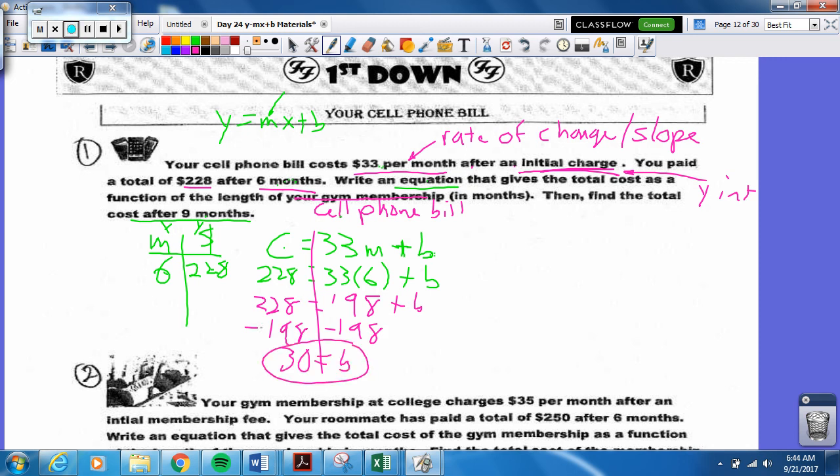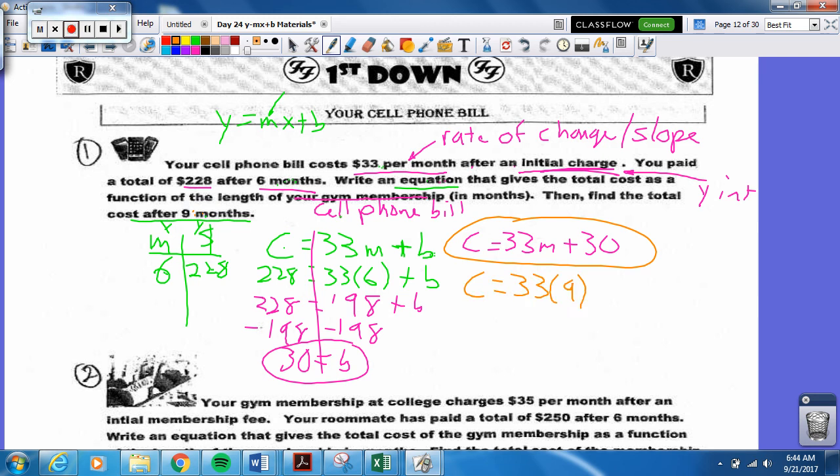Got it. Okay, so let's put it all together for the first part for the equation. The cost equals $33 a month plus $30 initial fee. Got it. Okay, so that's my equation. Circle, circle. Last part, 9 months. I got to figure that out. So the cost after 9 months is $33 for 9 months plus 30 initial cost. Okay, so we have 33 times 9, which is 297, plus 30 for the initial fee is $327. There you go. So after 9 months, it's $327.